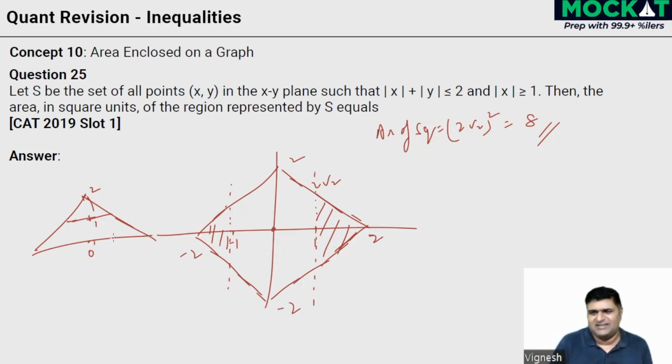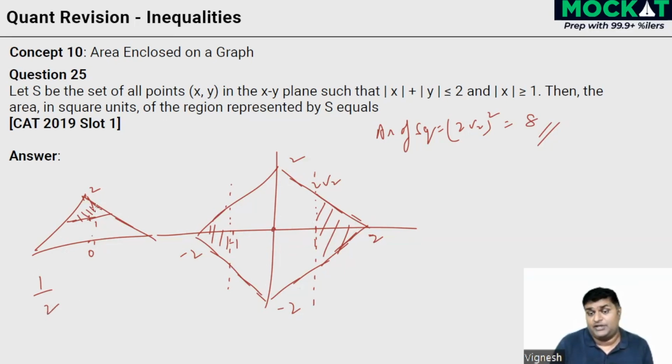Back to this, if you remember similarity, then you'll know that the ratio of the heights over here is what? The shaded triangle is 1 unit, and the entire triangle is 2 units, so it's 1 is to 2.